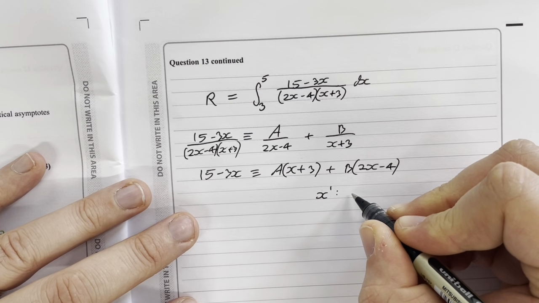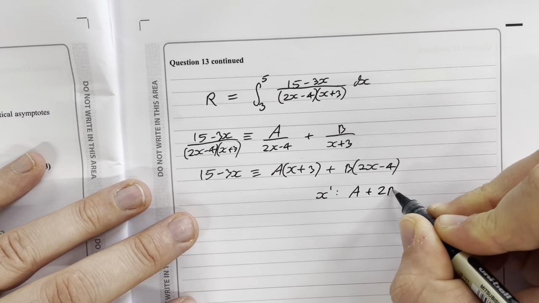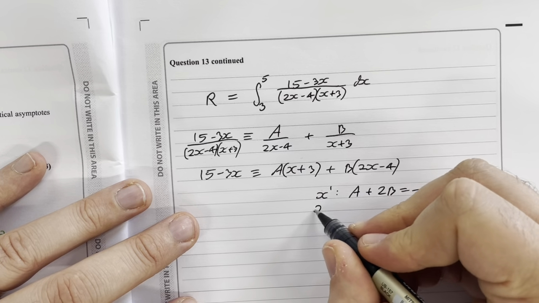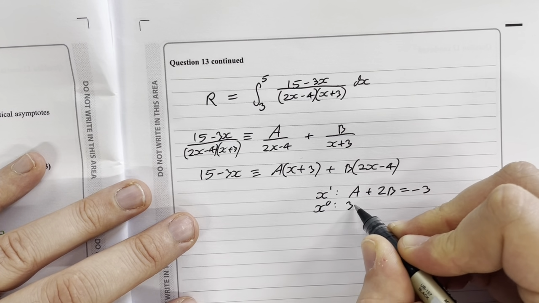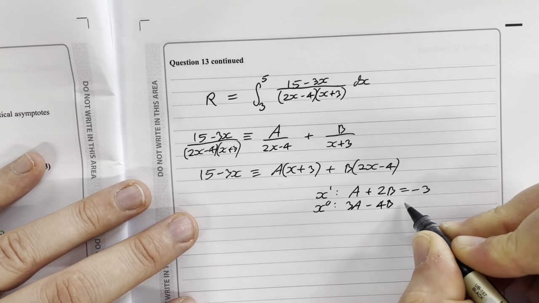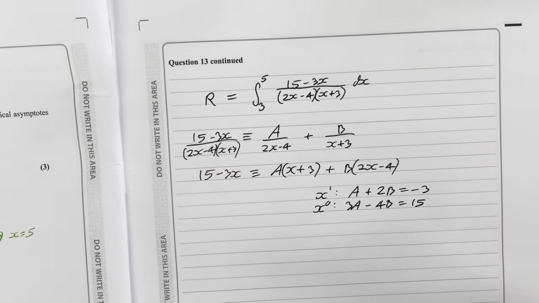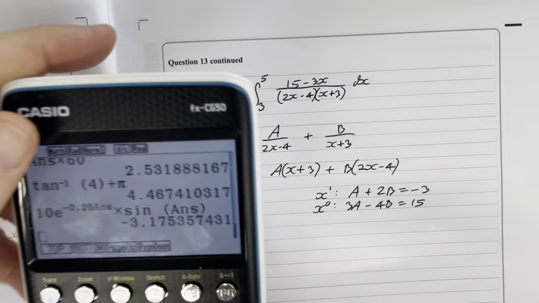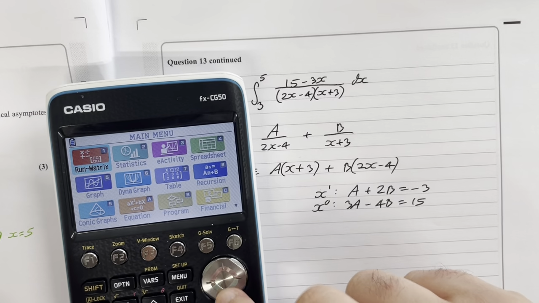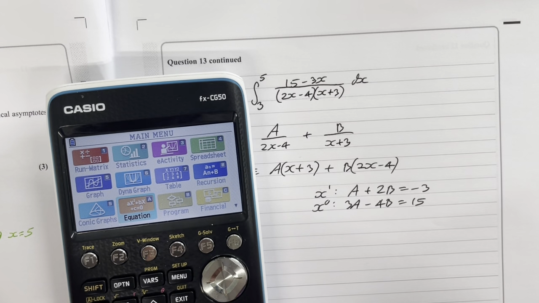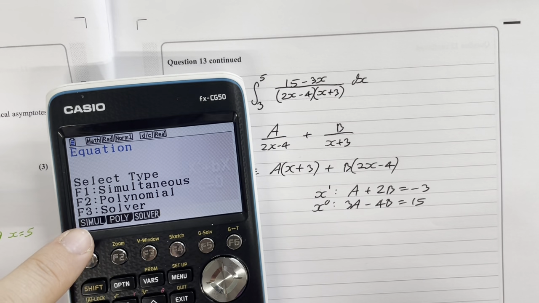Coefficients of x to the 1, I've got a plus 2b must equal minus 3, and x to the 0, I'm going to have 3a minus 4b must equal 15. Okay, so that's a pair of simultaneous equations. You could solve it properly, but I'm going to use the calculator just because I know they're fractions and just want to get it right, you know.